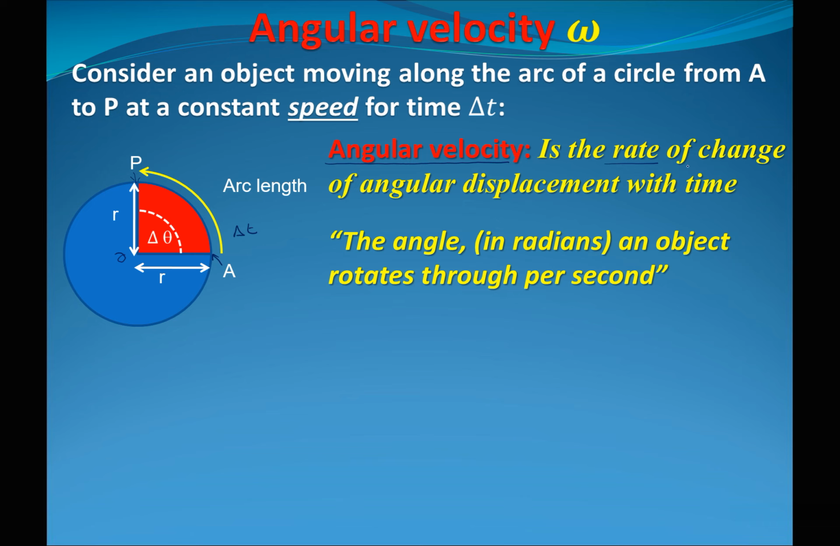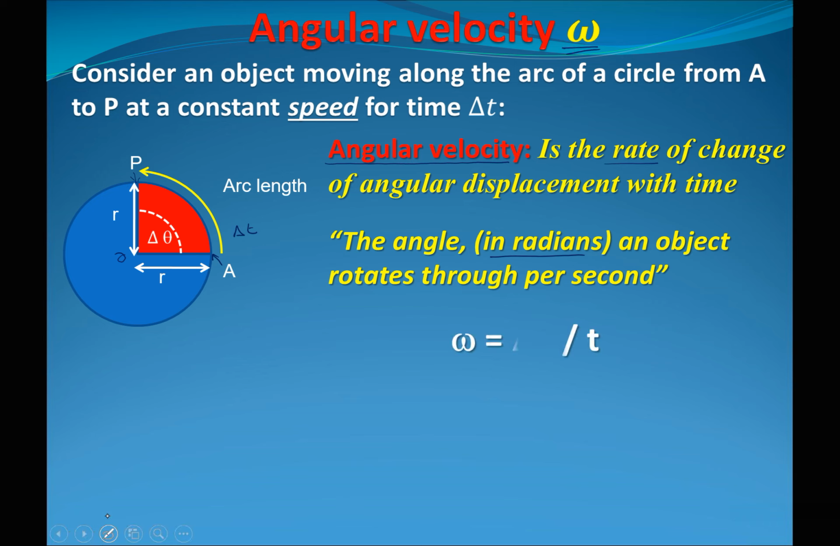So the angle in radians an object rotates through per second is what we call the angular velocity. Remember, the angle in radians is called the angular displacement. So it's the same as saying that it's the rate of change of angular displacement with time. So that's what we are going to call angular velocity, omega. This is read as omega, angular velocity.